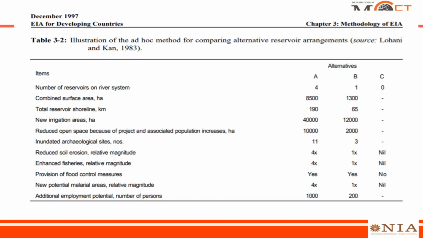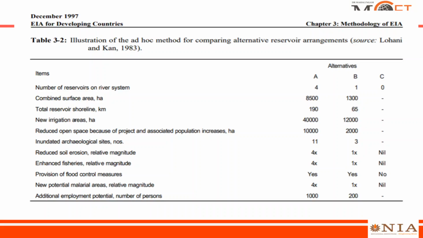Soil erosion is also very high. Soil erosion is a negative impact, right? The flooding inundation is a negative impact, which is going to be very high in A but very less in B. Flood control measures are available in both areas. Malarial areas, the spread of diseases, will be very high in A but very less in B. But employment will be 1,000 people in A, and only 200 in B. So it is just giving you a rough estimate of the positive and negative impacts. Based on this, you'll have to decide which one you should go for, right?